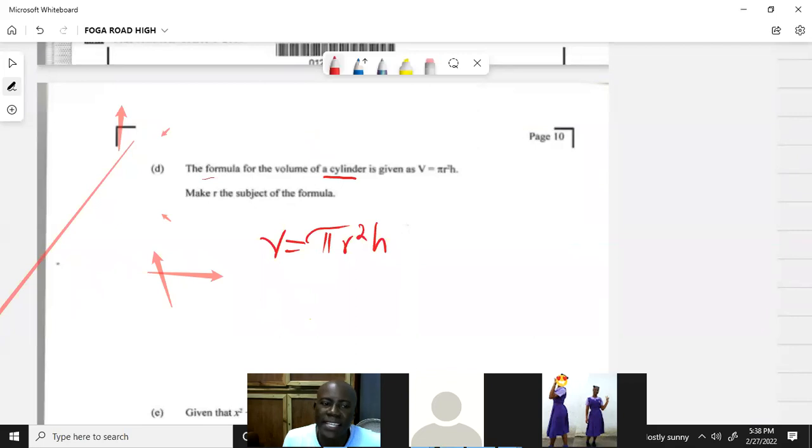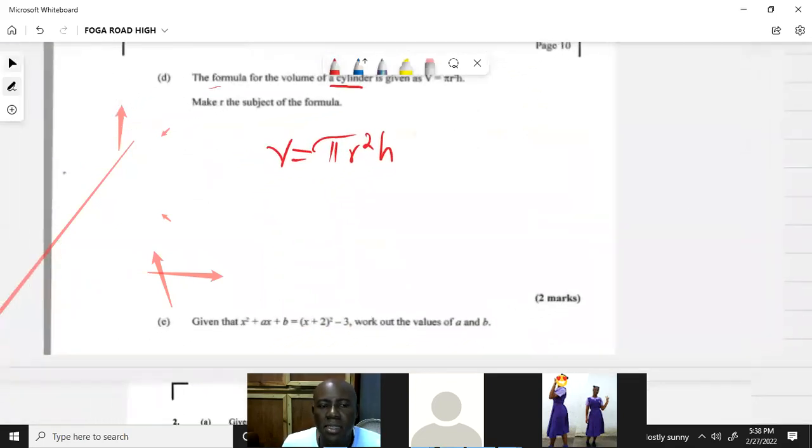When something is made the subject, what happens to it is that it is by itself. Now, currently, the subject of this formula is V. They ask us to make R the subject. I don't even have R in this case. I have R squared. But if I can get R squared by itself, I'll know what to do to get R. Now, I'll give us a little hint.